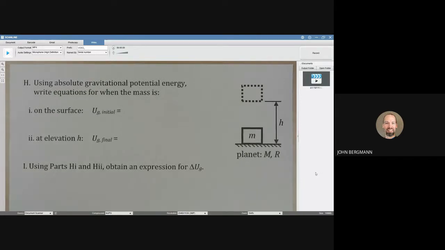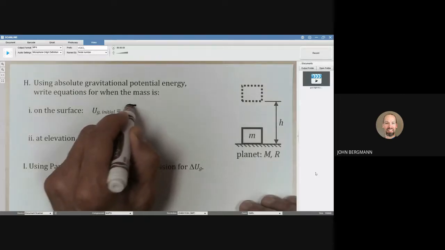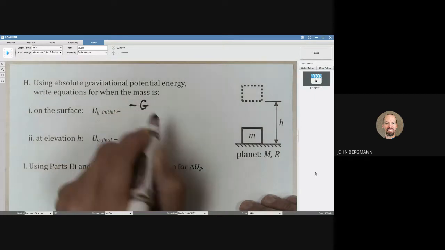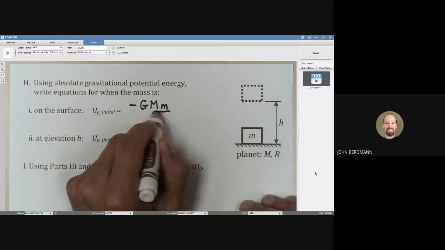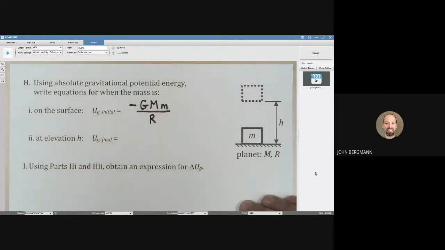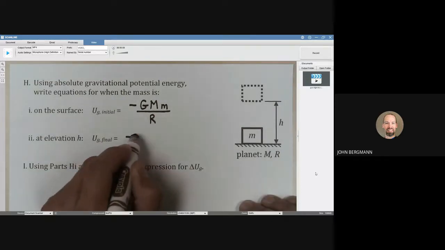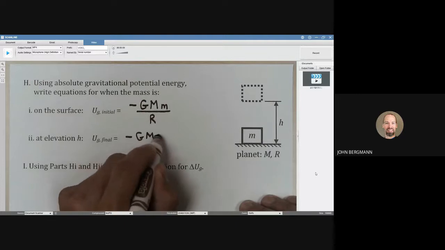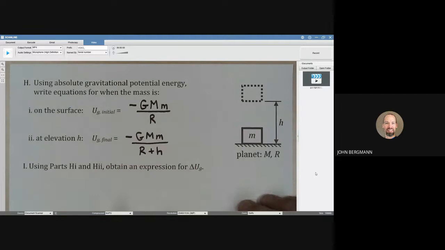So let's try this. Using absolute gravitational potential energy, write equations for when the mass is on the surface and at elevation h. Absolute gravitational potential energy is equal to the opposite of G, one of the masses, the other mass, divided by the distance between them. So that's when we're on the surface. When we raise this thing above the surface, the numerator is going to be the same, but now the distance between them is R plus h.